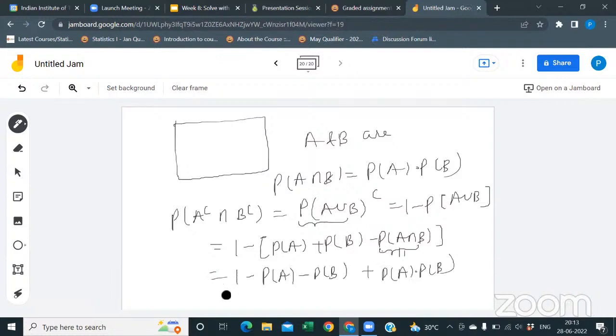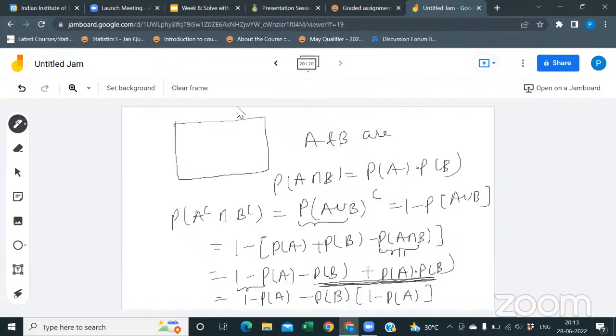Now, taking probability of B as common, I can write 1 minus PA again for these two terms. Taking PB as common, I can write 1 minus probability of A.